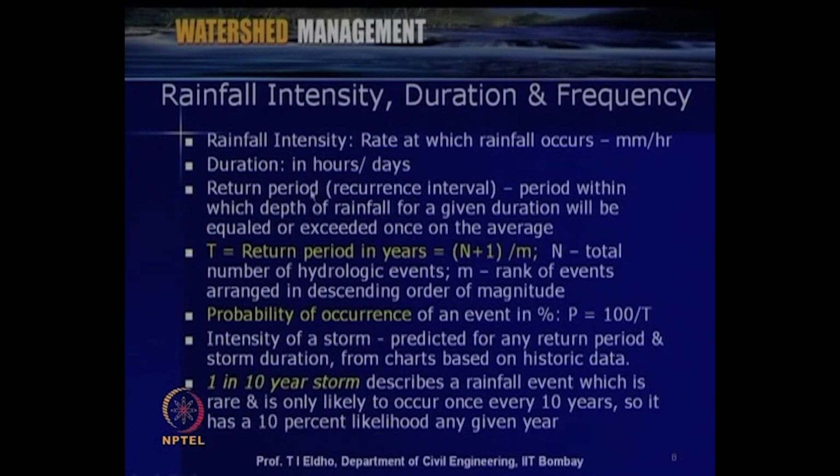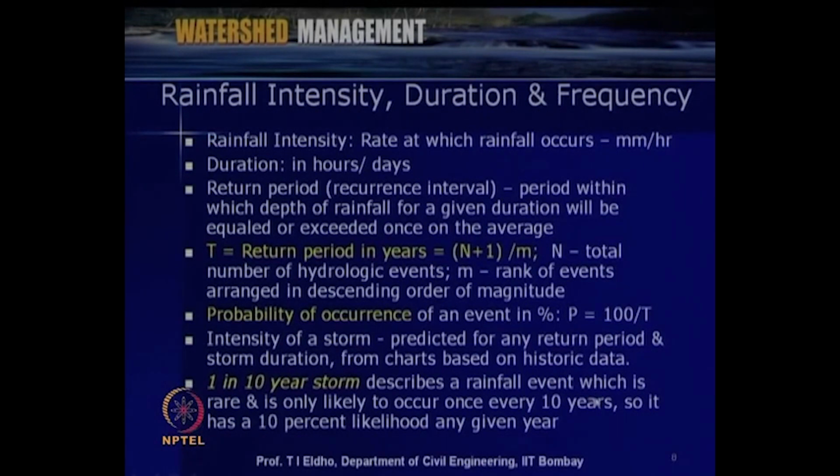So that is the definition of the return period or recurrence interval. If T is the return period in years, we can put it in this form: T is equal to (n plus 1) by m, where n is the total number of hydrologic events, and m is the rank of events arranged in descending order of magnitude. From that we can find the frequency or the probability of occurrence of an event.